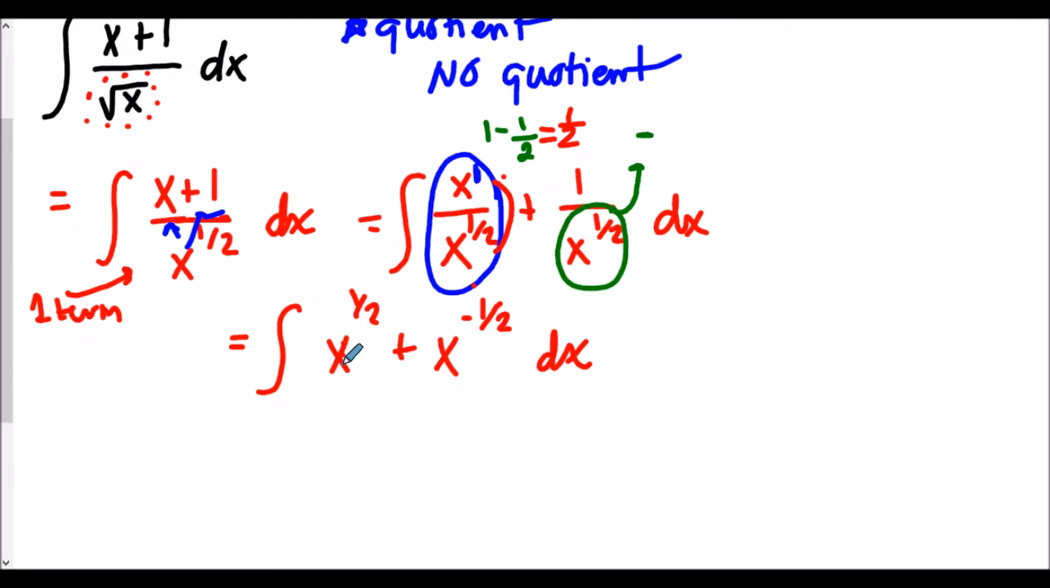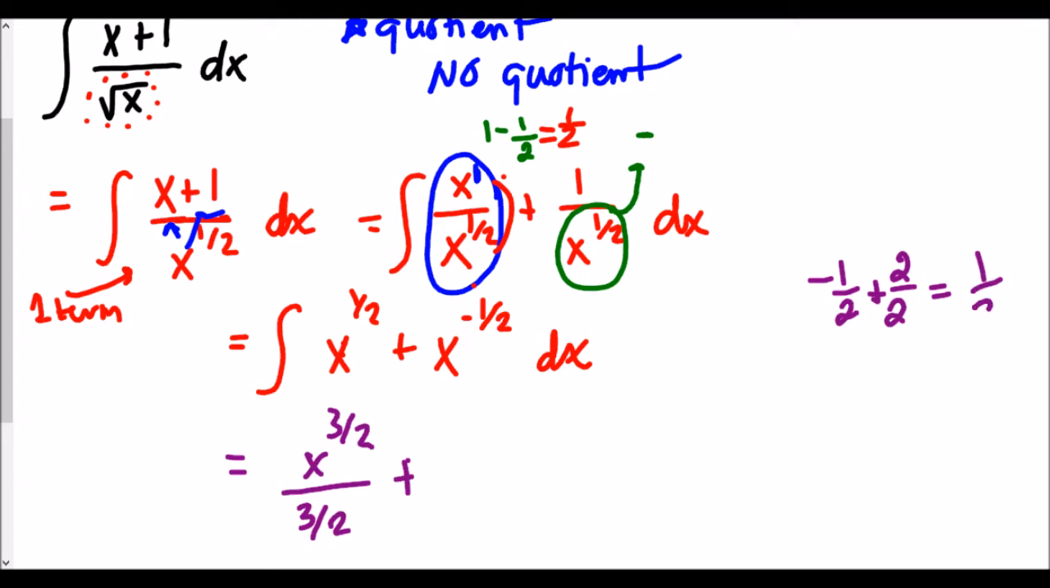Okay. So from here, to integrate this problem, we still add 1 to our exponents and divide by that number. So 1/2 plus 1 will be 3/2, and we divide by 3/2, plus x to the negative 1/2. If we have negative 1/2 plus 1, 1 becomes 2 over 2, and we get a positive 1/2. So this is x to the 1/2 over 1/2. And we've integrated, so we need a plus c at the end.